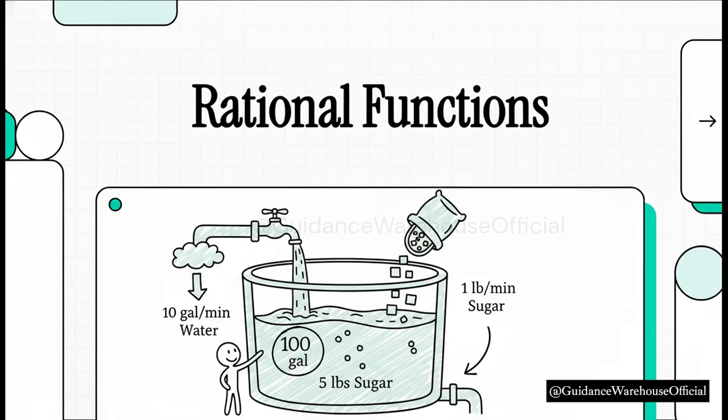Picture this. You've got a massive 100-gallon mixing tank sitting right in front of you. Right now, it contains exactly 5 pounds of sugar dissolved in the water. Suddenly, boom, a tap opens up. It starts pouring 10 gallons of fresh water into the tank every single minute. But at the exact same time, 1 pound of sugar is being dumped in every minute too.